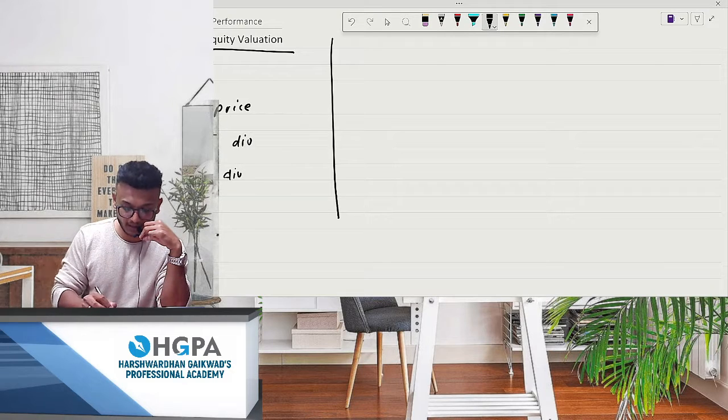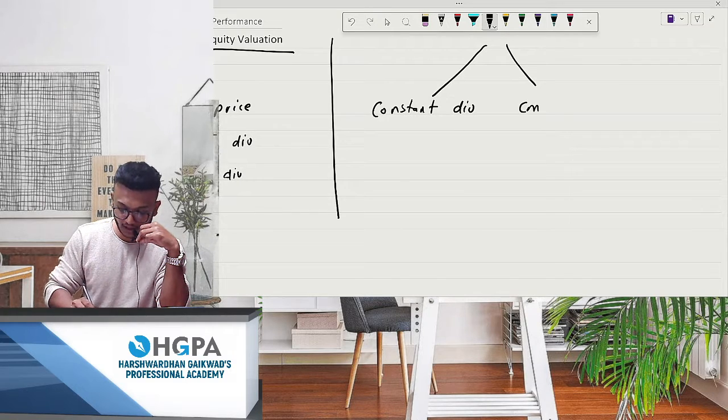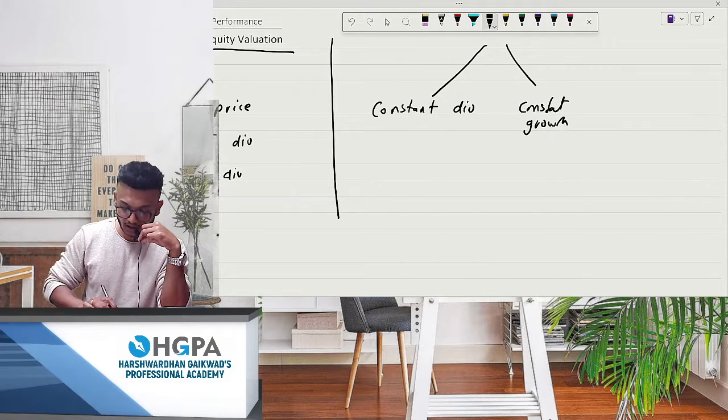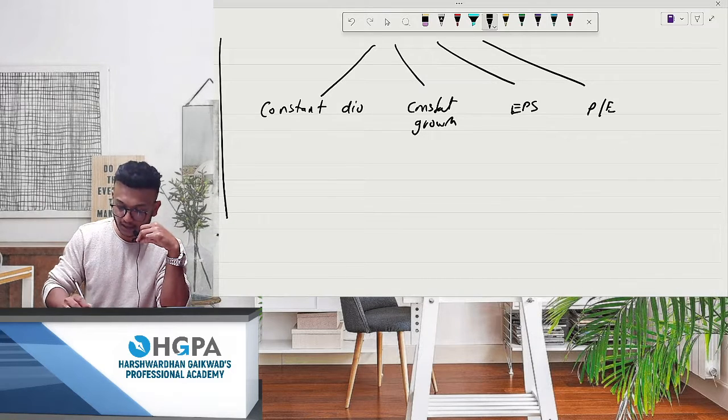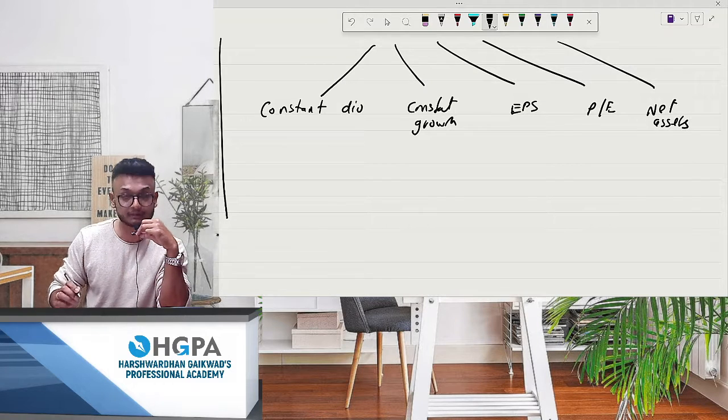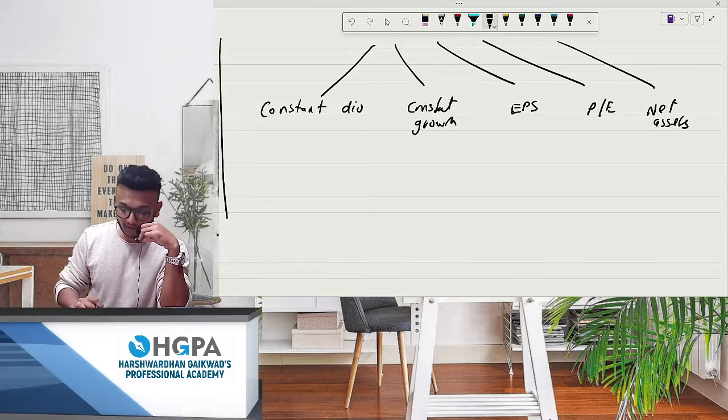Now, for example, if I have to break up this chapter, the few methods are your normal constant dividend approach. One, you have your constant growth dividend approach. Other approach has to be your EPS approach. Other approach has to be your PE approach. And the net assets is your last approach, which is there in this chapter. Okay. Now, what are the formulas for the same?